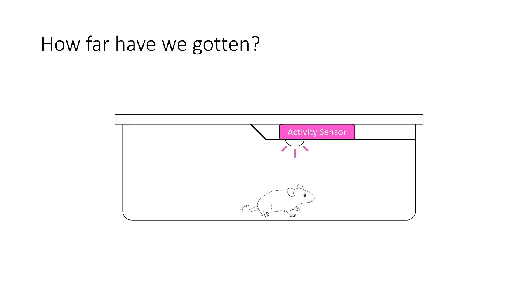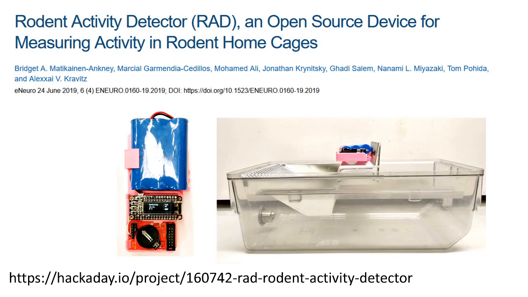The next device I'm going to tell you about is an activity sensor. We built this activity sensor and published it last year in eNeuro, which has a new category of papers for open source methods like this. Again, this is open source. All the design files are freely available at the link at the bottom. This work was led by a postdoc in my lab, Bridget Matikainen-Ankney.